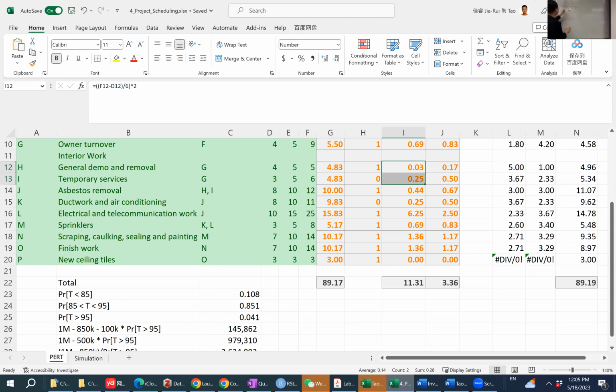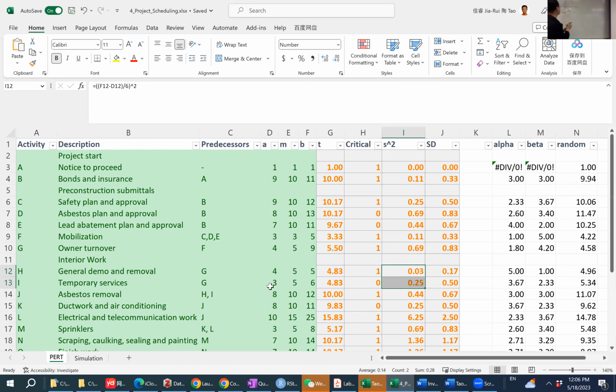Now, we need to find this area under the curve. I'm going to show very soon that we can do this in Excel. But now let's also see how we can calculate the second quantity. That's the probability of the project to be completed between 85 and 95 days. This 95 is on the right side of the curve.